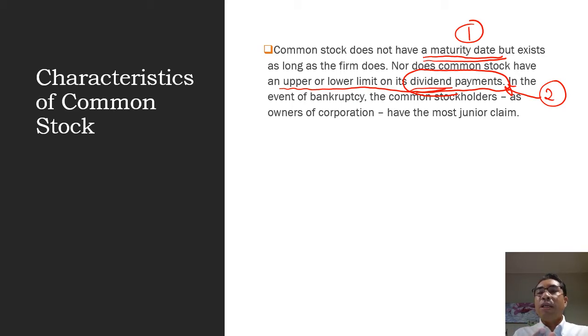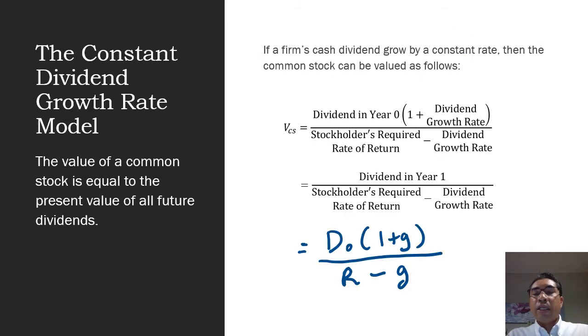Number two, there's no upper or lower limit on dividend, but the most important thing is that dividend is not fixed. Dividend is not fixed. So we have to adopt a certain assumption or model in order to be able to calculate the value of the stocks. As I mentioned in the earlier slide, there are two issues when we are valuing the shares: one, there's no maturity date, and two, there's no fixed dividend payment.